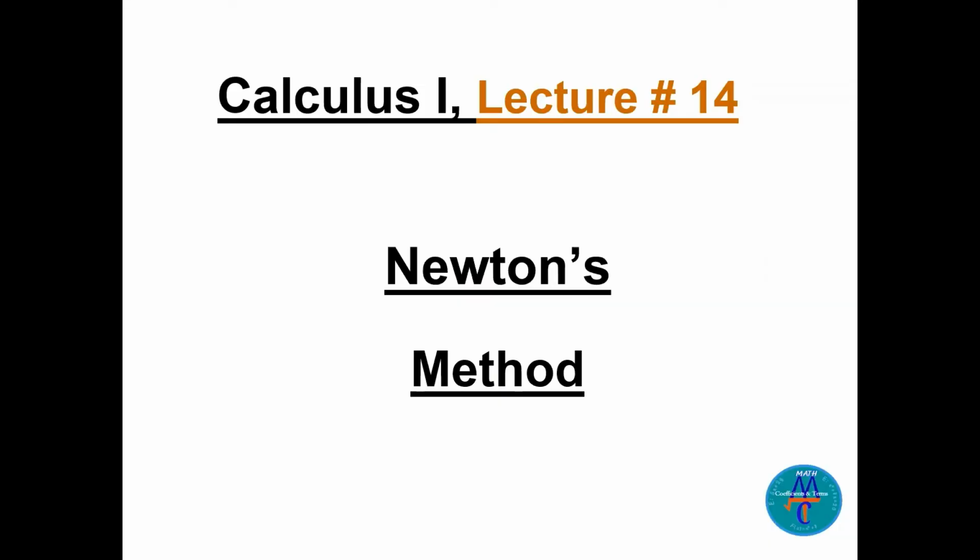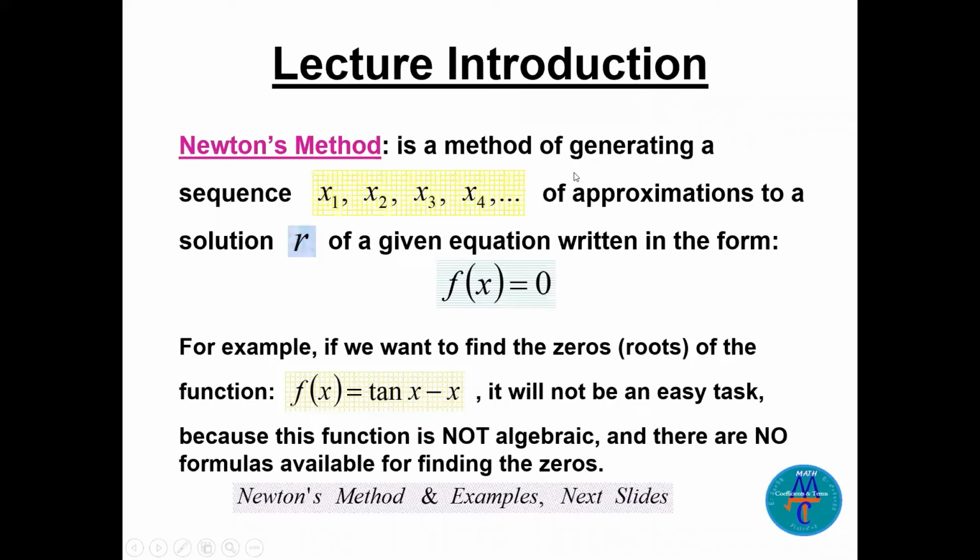This is lecture number 14 of Calculus 1 lectures, Newton's method. This is an introduction to Newton's method. It is a method of generating a sequence x1, x2, x3, x4 of approximations to the solution R of a certain equation. Usually, the equation is not easy to solve. For example, f of x is equal to tan x minus x. This is not easy to find the zeros or the roots or the solutions because this function is not algebraic. So we will see Newton's method on the next slide and some examples.